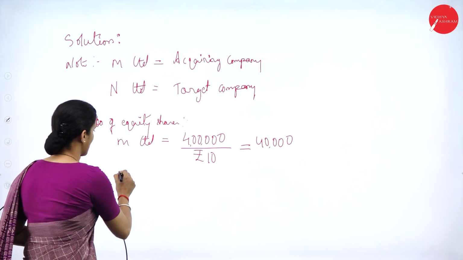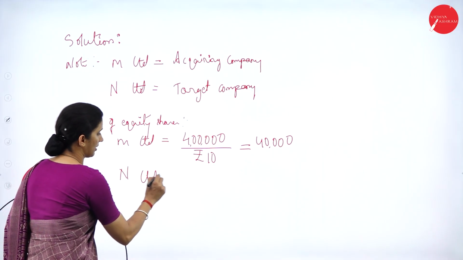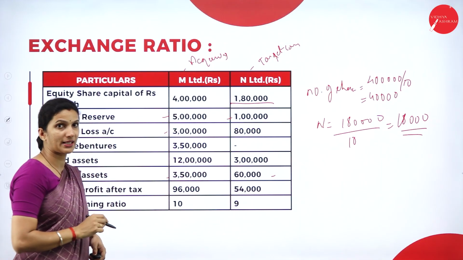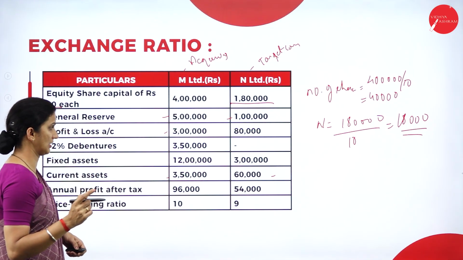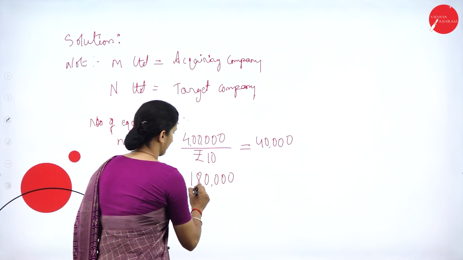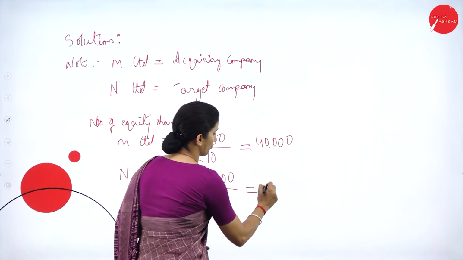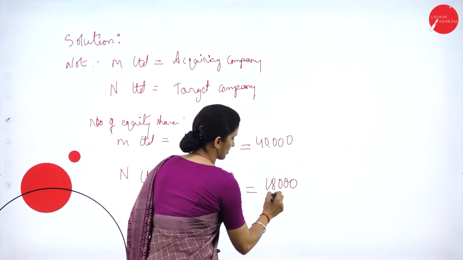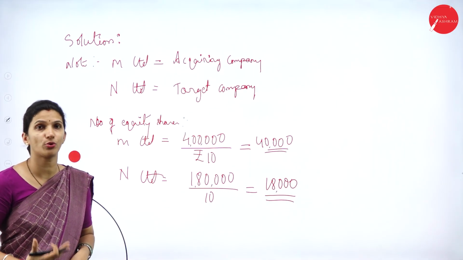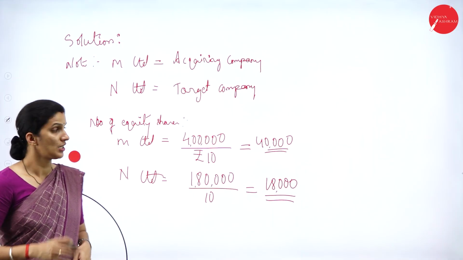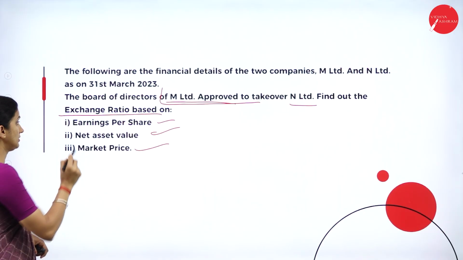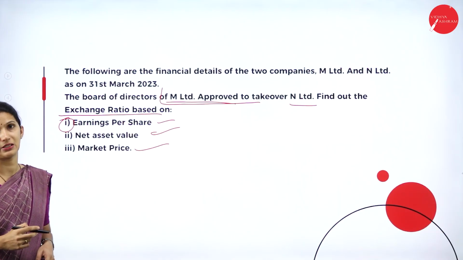And the same we'll calculate for N Limited here. So the N Limited total equity share capital is 1,80,000. The face value is 10. So 1,80,000 divided by 10, your number of equity shares is 18,000. So these are the numbers of equity shares that we need to know before we go for the exchange ratio calculation. So now, first we'll calculate the exchange ratio based on EPS, that is earning per share.